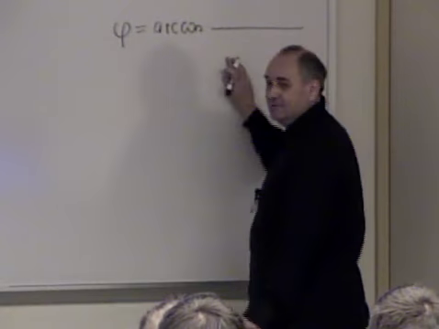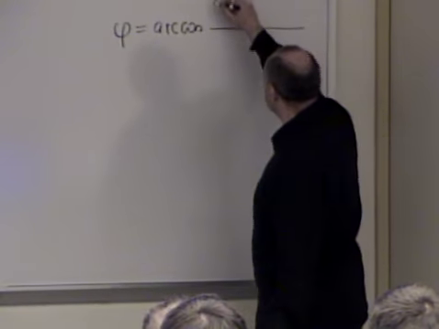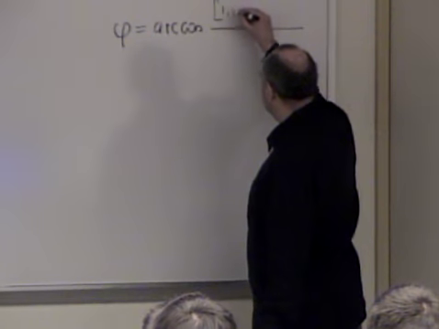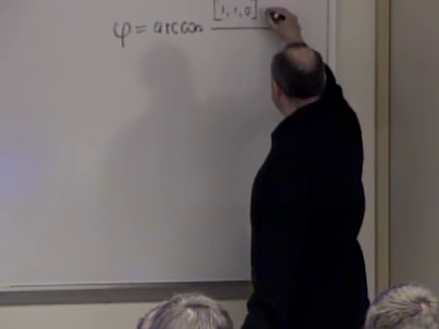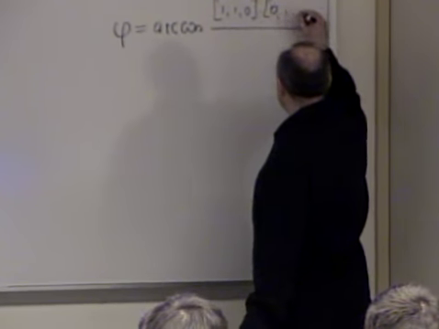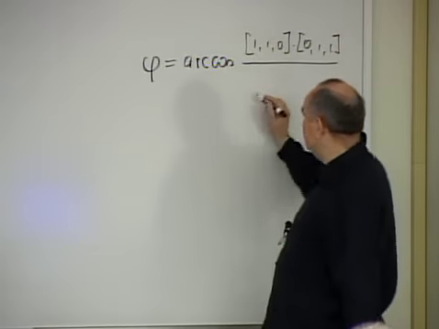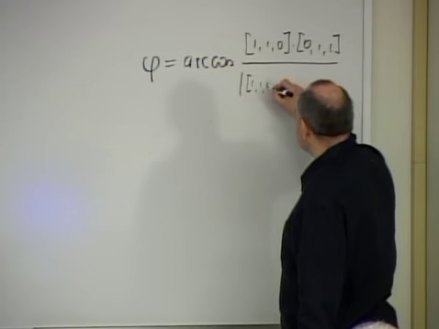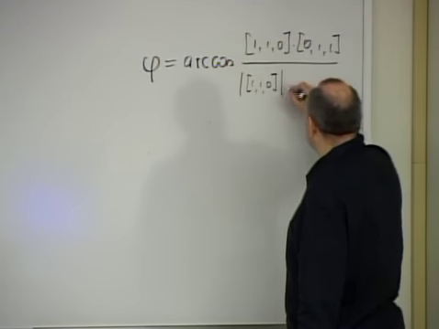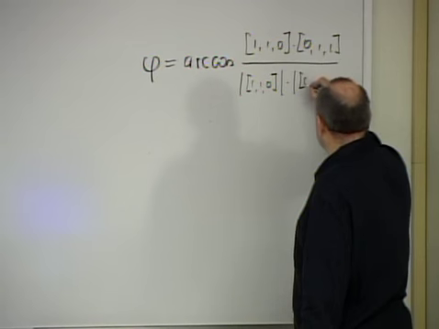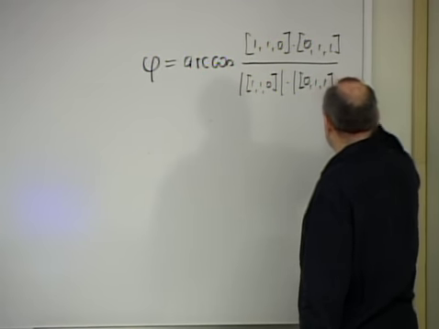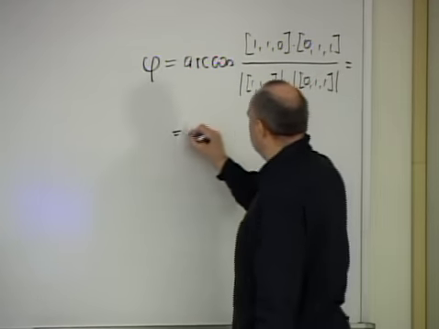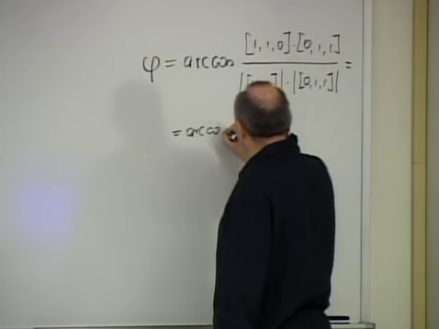Of, we have to find the scalar product of those two vectors. What was it? 1, 1, 0, I think, and 0, 1, 1. And then we have to divide it by the product of the magnitudes of those two vectors. All right, so it's arc cosine.